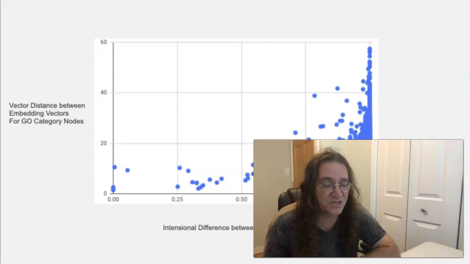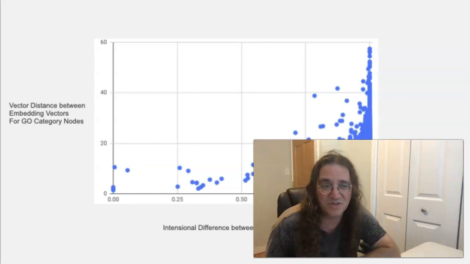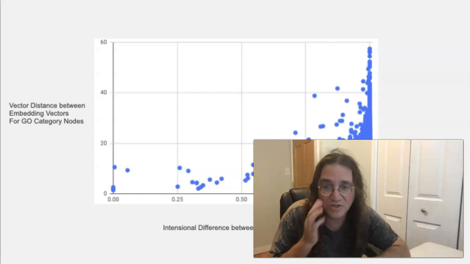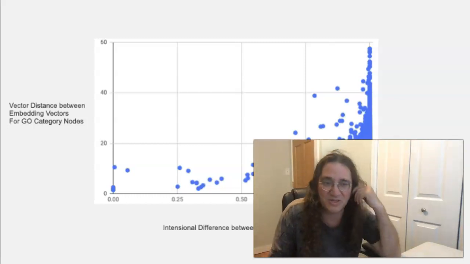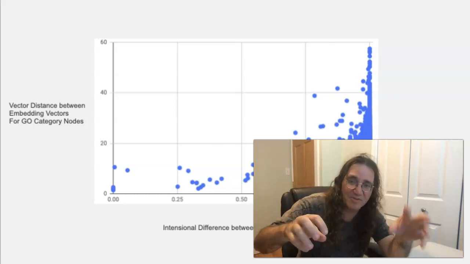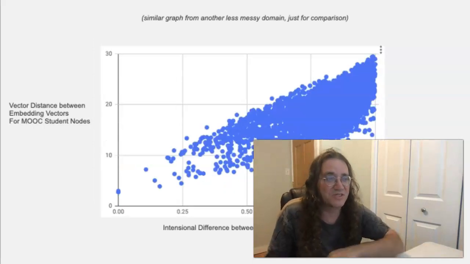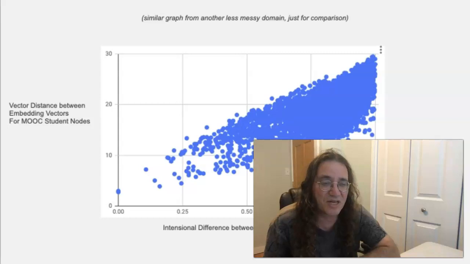But when the intentional difference is away from 1, so the nodes have some properties in common, then you have a vaguely linear-ish increasing relationship between the intentional distance and the vector distance, which makes sense because the embedding vectors DeepWalk is giving you are supposed to denote the properties of the node, which is what the intentional difference is looking at. So that was nice, and it shows a sort of geometric morphism or mapping between the vector world and the logic world.